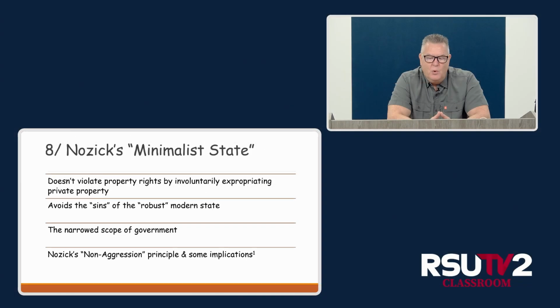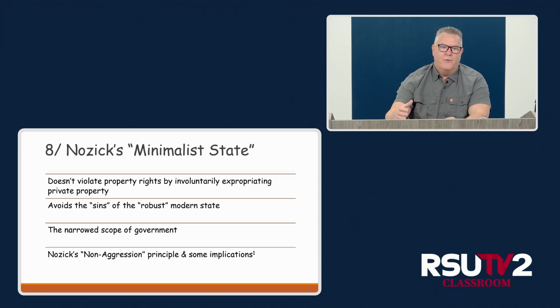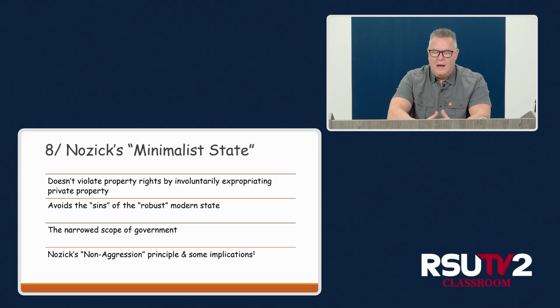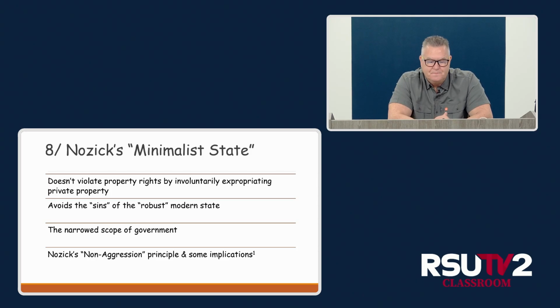He argues that this avoids the sins of the robust modern state, which is to say, any kind of administrative state. You would have a radically narrowed scope of government. And the framework under which he is using this is basically where Rawls talks about the difference principle as a way of distributing goods in society. Nozick is advancing what he calls a non-aggression principle.